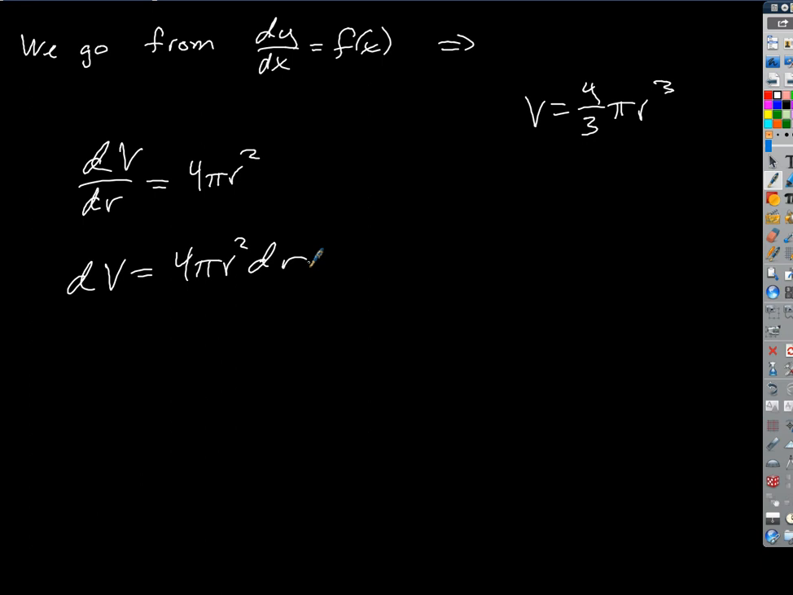Right? So up here, if we want to take something that's not specifically representing volume, just some generic function, y is a function of x, then if we write this in differential form, it just looks like dy equals f prime of x dx, right? Okay.